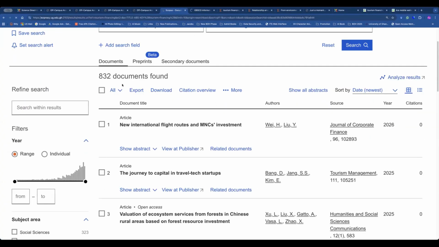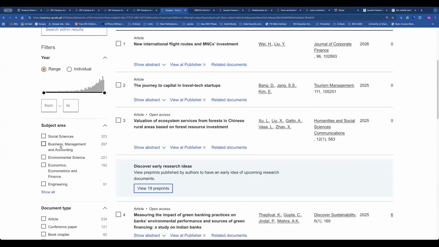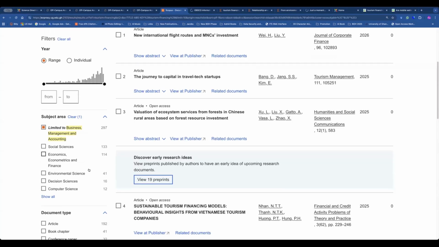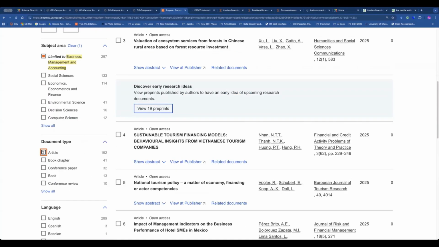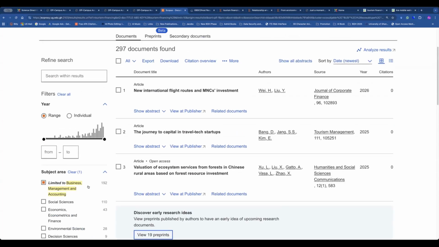Scopus has given 832 papers. Now, what is interesting about Scopus is that you can check which of them are for business school, which of them are in economics. The business school type and social sciences ones are 279. So I want to limit to business school. I also want only journals. I don't want book chapters, conference papers, or books. Okay, so I can narrow it down. You can also choose conference paper, book chapter, and all those other ones here.